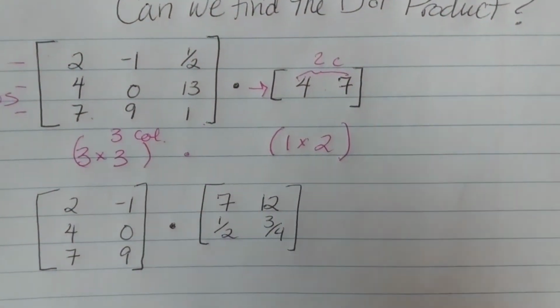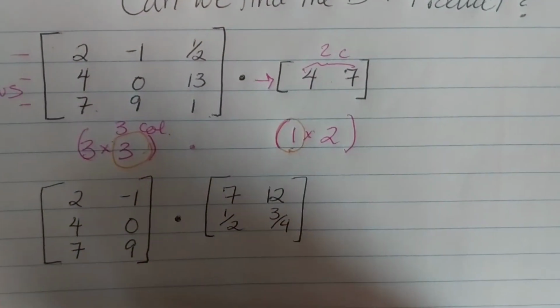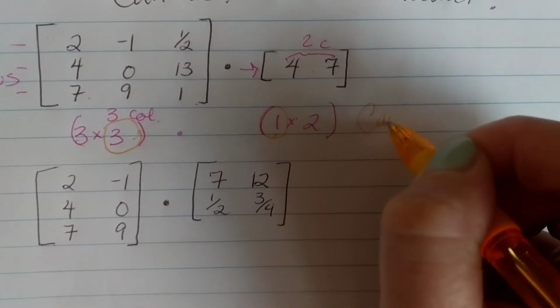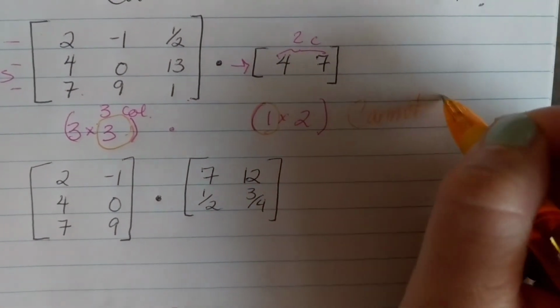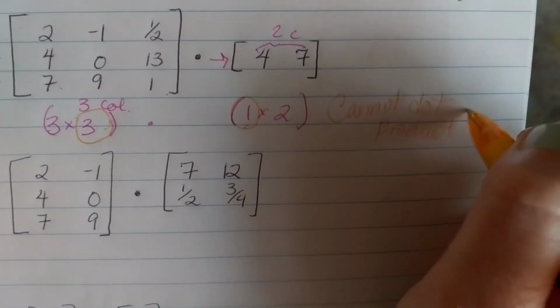So step 2, once I have the orders, I am comparing these 2 middle numbers. They are not the same, so I cannot multiply. Cannot find the dot product, not possible. Okay, let's look at another one.